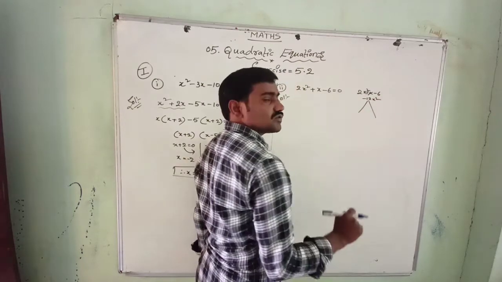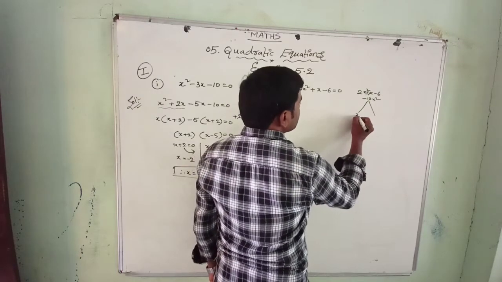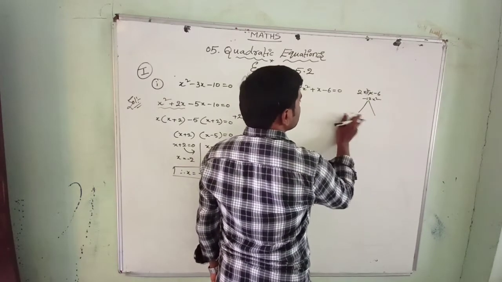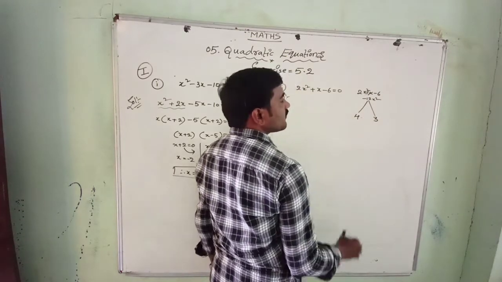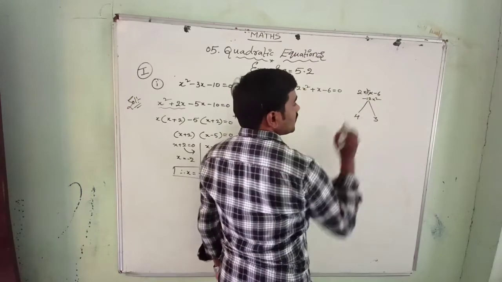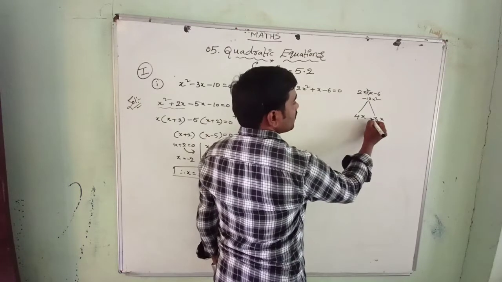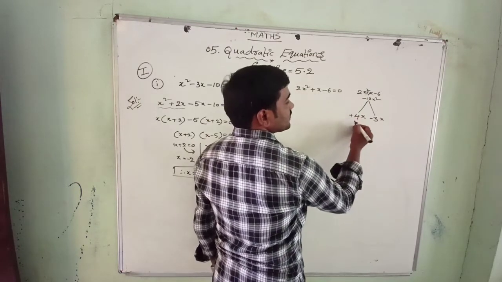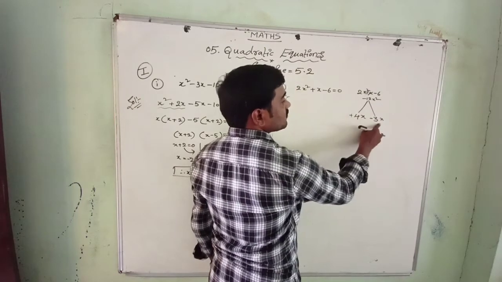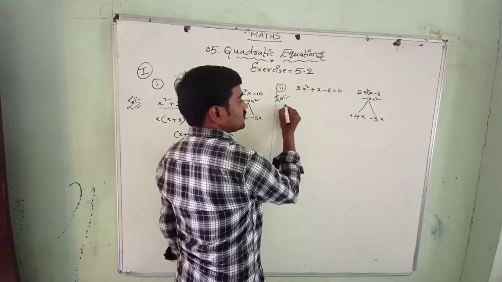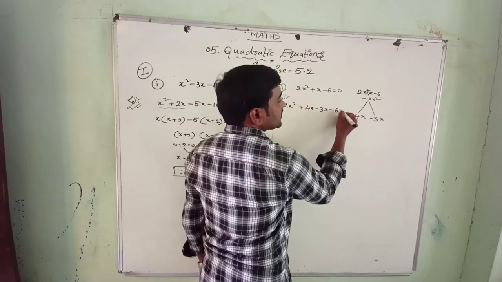So this −12x², we have to write as a product of two numbers. How can we write it? 4 × 3 is 12. Since the middle term is plus x, we put minus 3 here and plus 4 here. 4x − 3x is 1x. Balanced. So 2x² + 4x − 3x − 6 = 0.